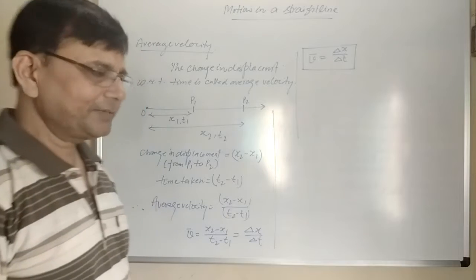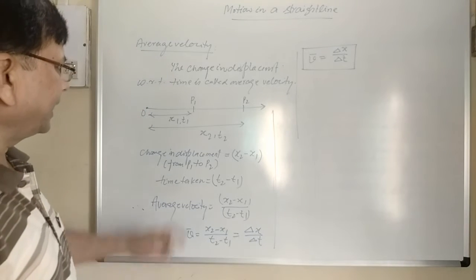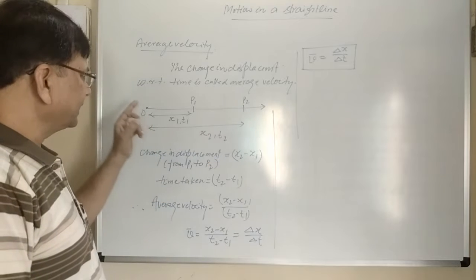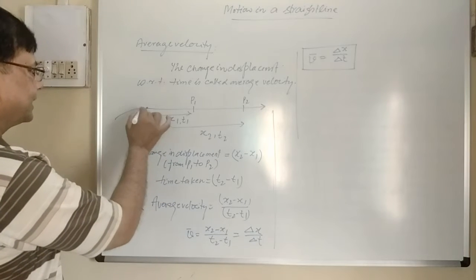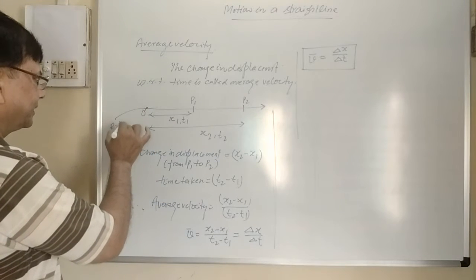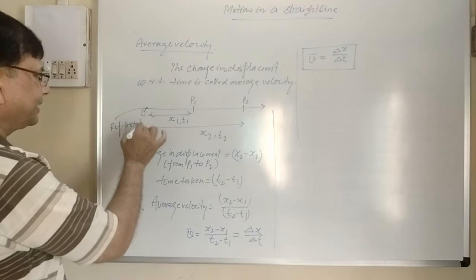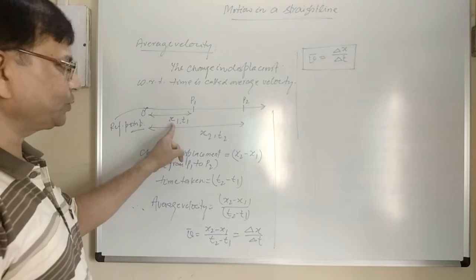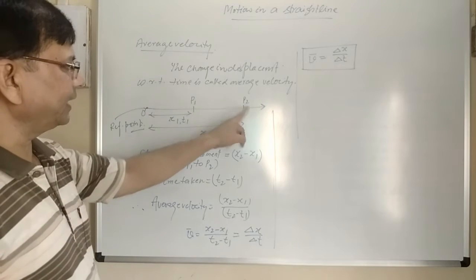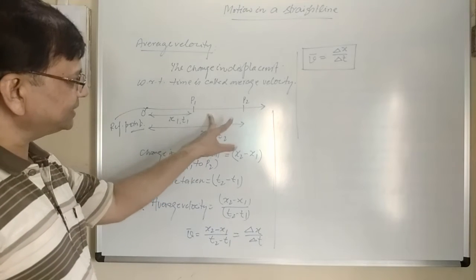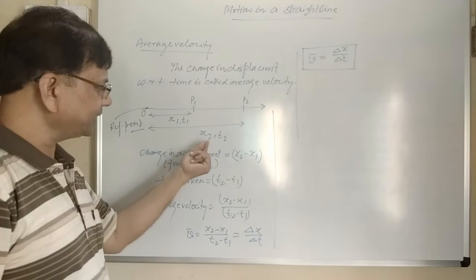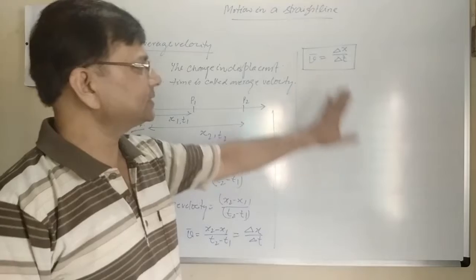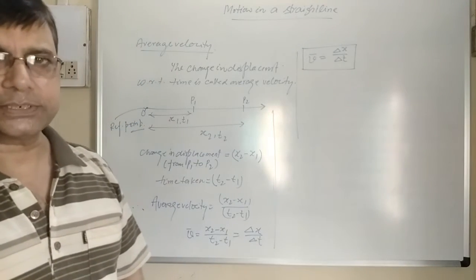So the concept of average velocity is clear. I am taking the object moving from P1 to P2, but the reference point is this, O. All the measurements are done from O. So from here to here, displacement is x1, and from here to here it is x2. So the change in displacement from P1 to P2 is x2 minus x1, and the rest of the things I have mentioned earlier. So this is called the average velocity.